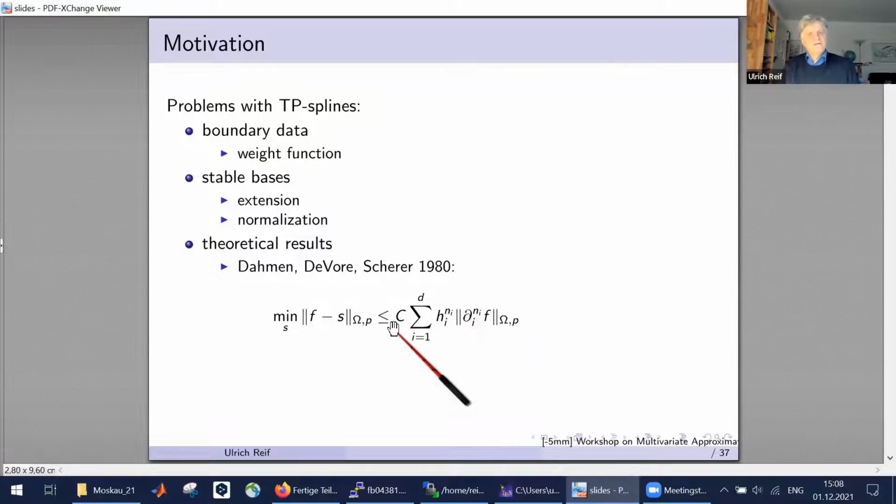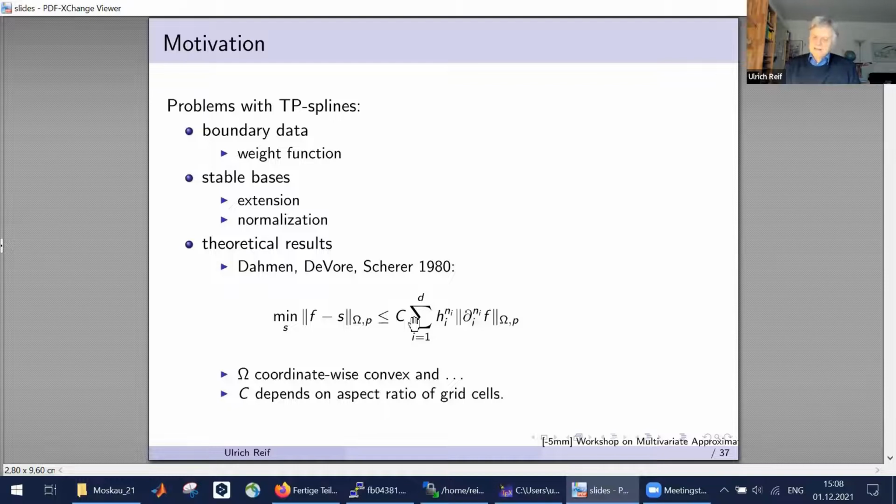This looks like a perfect result, but there are two problems with it. The first one, the set Omega has to satisfy very, very restrictive conditions. For instance, it has to be coordinate-wise convex, and many technical conditions. And the second, and perhaps even worse, problem with the constant is that this constant depends on the aspect ratio of the grid cells. So this constant is not uniform, but it depends on h.